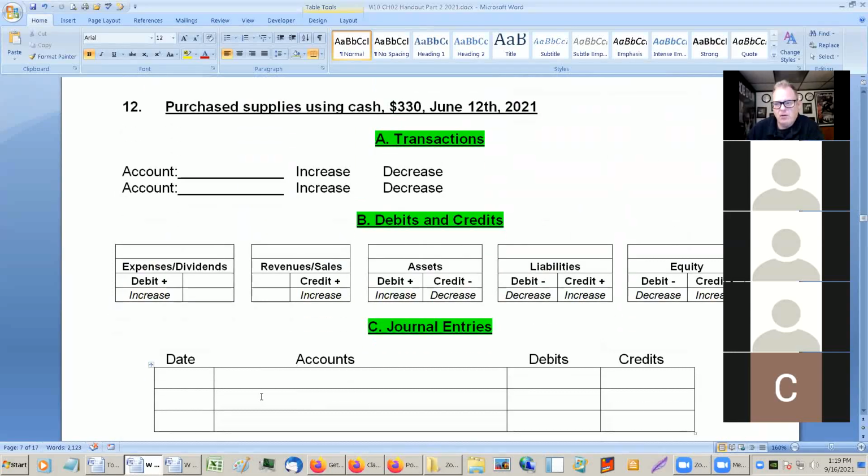All right, number 12. Purchase supplies using cash. So what accounts do we need? Cash is cash and supplies is an account, right? Yep. Yeah. So supplies, whatever it is, paper, and cash.